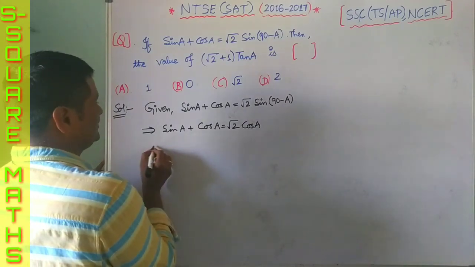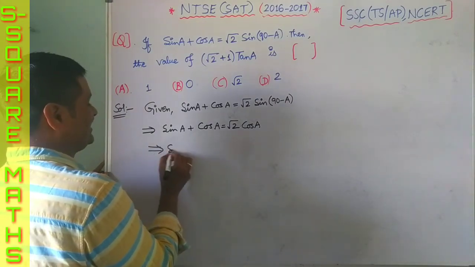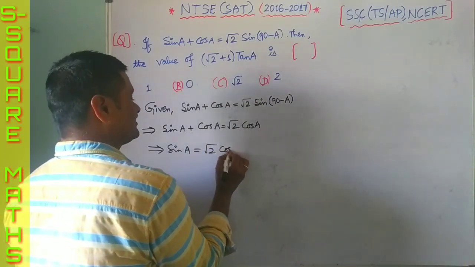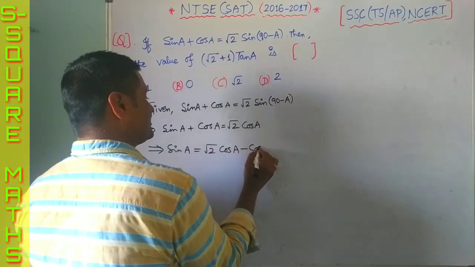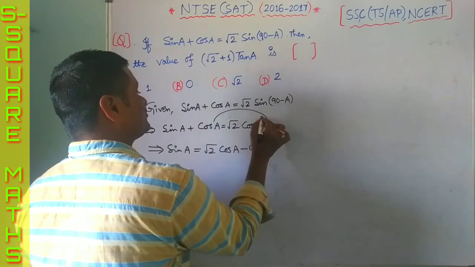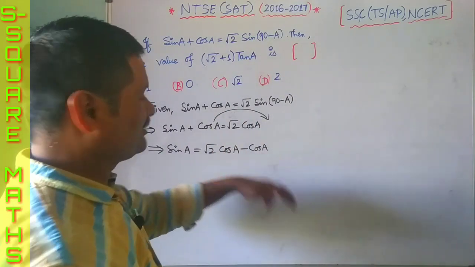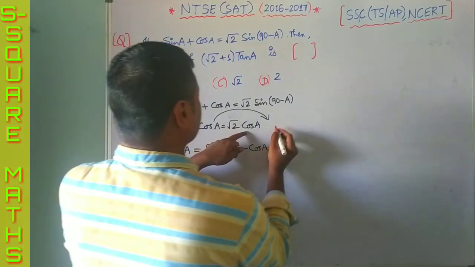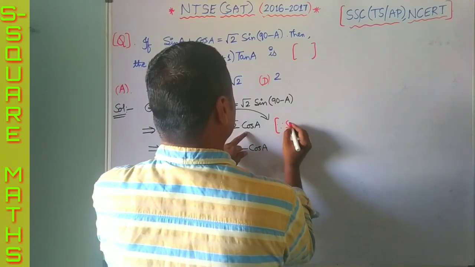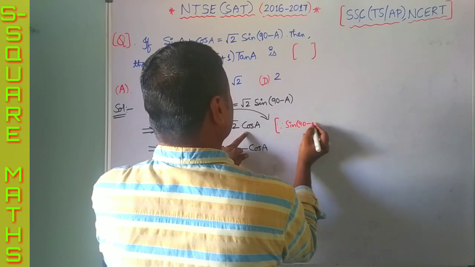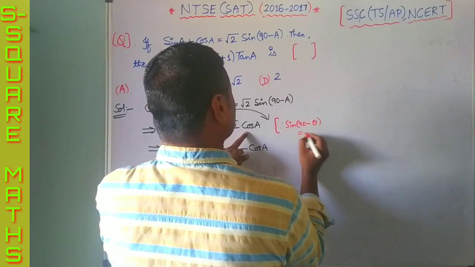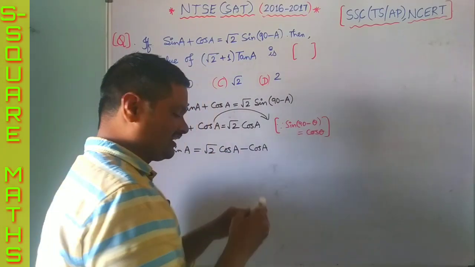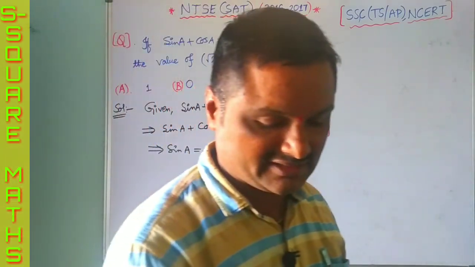Now this implies sin A is equal to root 2 into cos A minus cos A. So cos A transposed to this side becomes minus cos A. The reason I got cos A here is that sin of 90 minus theta is cos theta. This is our formula under trigonometric ratios of complementary angles.